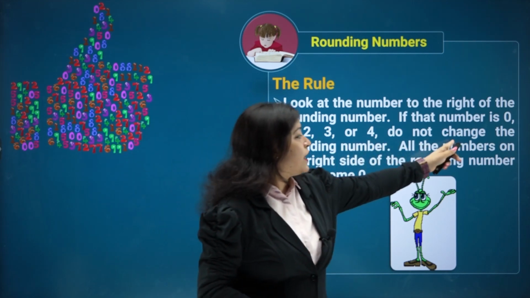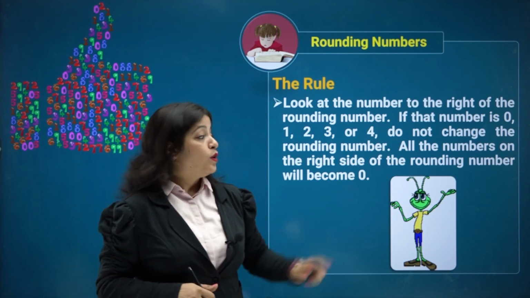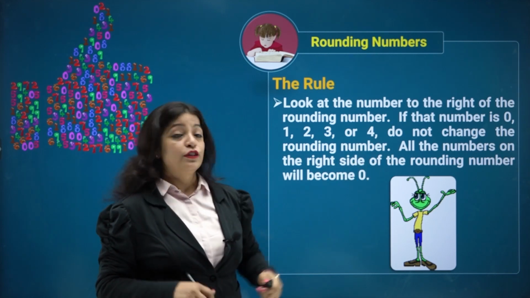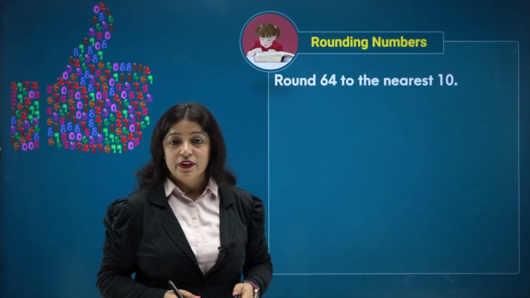We do not change the rounding number, we keep it as it is. And all the numbers on the right side of the rounding number become 0. Now let us take an example here.